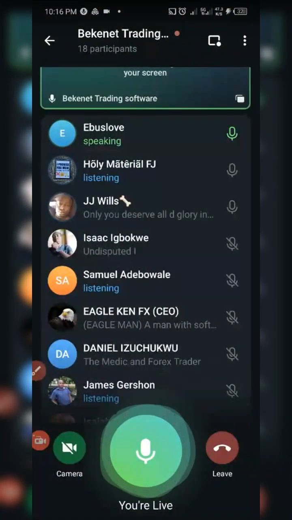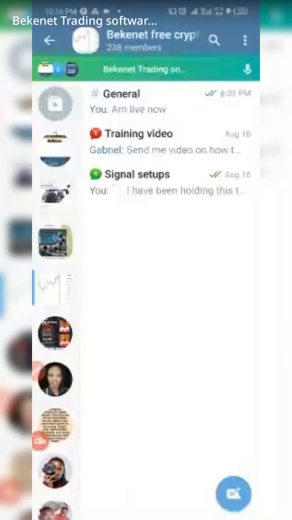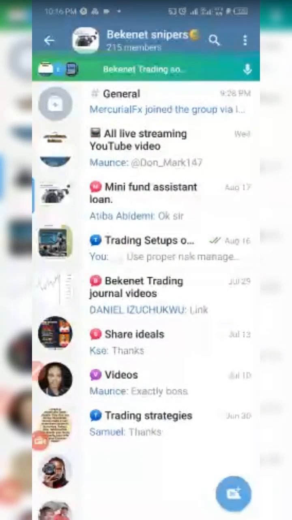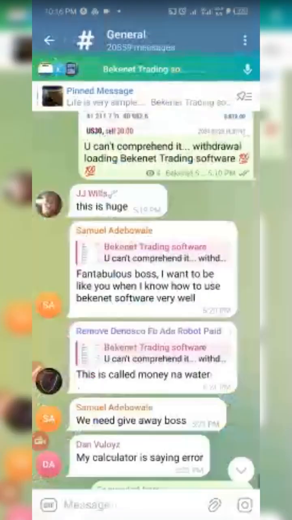Yes, once you subscribe for monthly, this is how it works. Once you subscribe for a monthly subscription, we automatically add you to this sniper group, and we don't remove anybody. Even if your subscription expires, we don't remove any person, because there are some persons who would love to see free signals here.